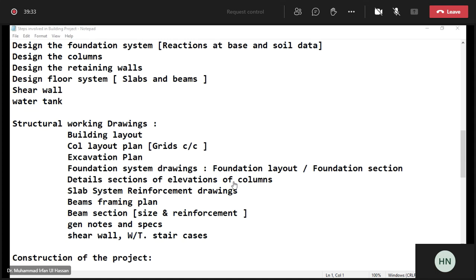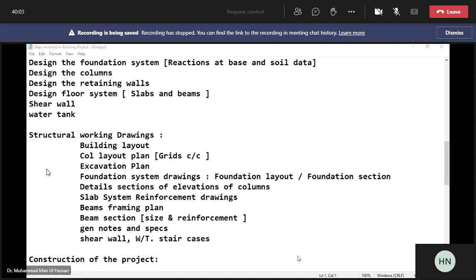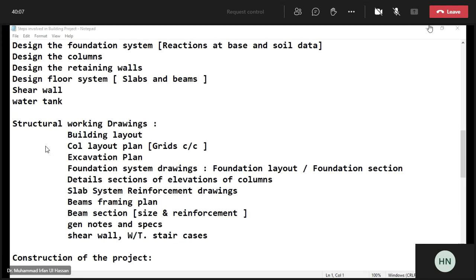Hassan Ali, you tell us. Hassan Ali, are you there? Hassan Ali is there? Yes, Hassan Ali. Rakib Arooj, you tell us. Rakib, are you in the class?